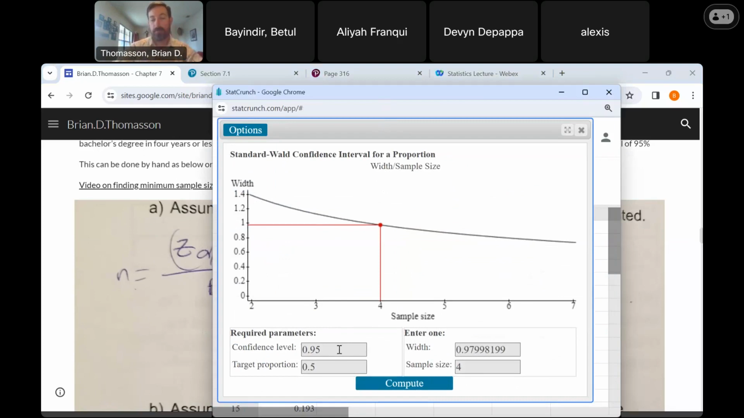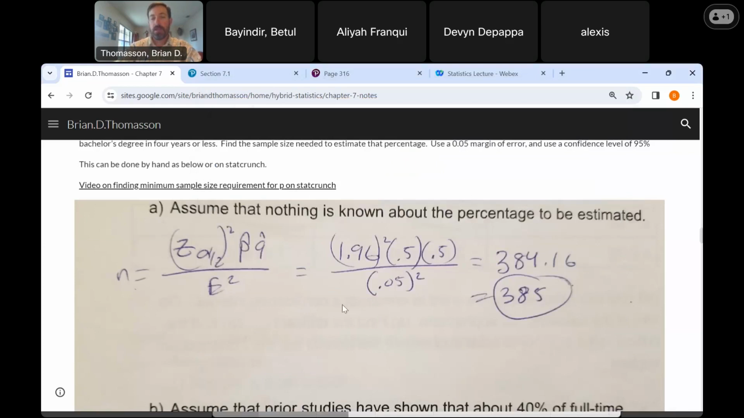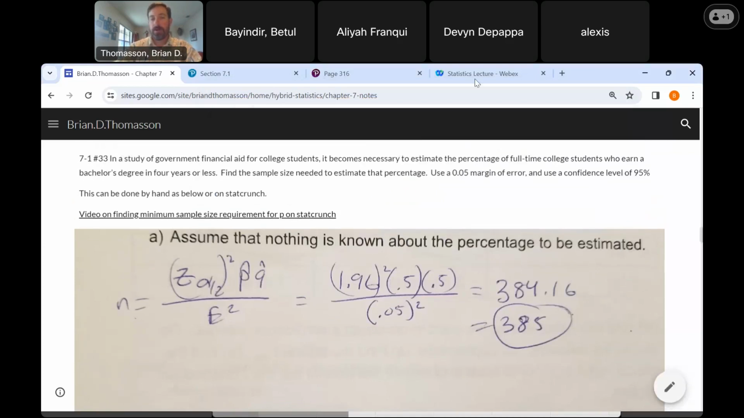All right, so the first thing is our confidence level, which is 95. Our target proportion, we don't know anything about p-hat, so we just use 0.5. So the first two defaults are good. Now here, they want us to enter in the width. And once we enter the width, they're going to give us a sample size. So let's think about this for a second. They tell us our margin of error is 0.05. So that's how far we go from our point estimate to one edge of our confidence interval.